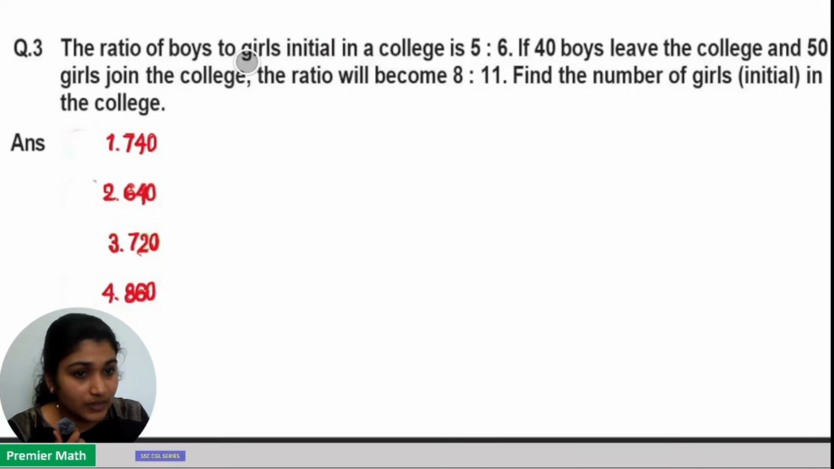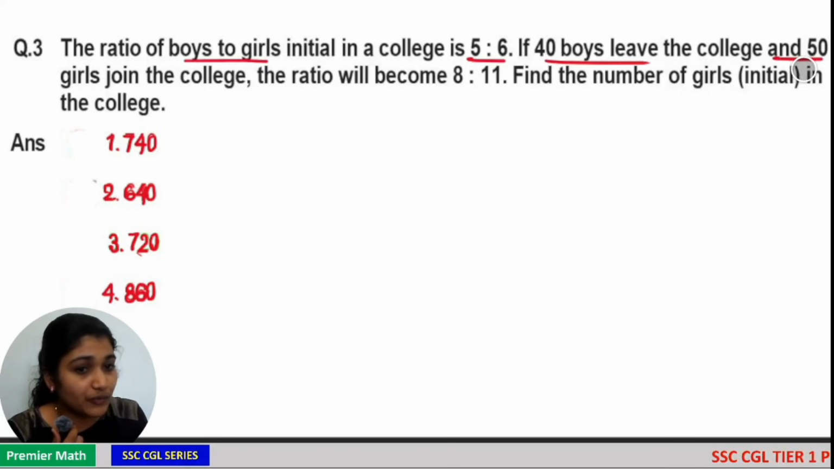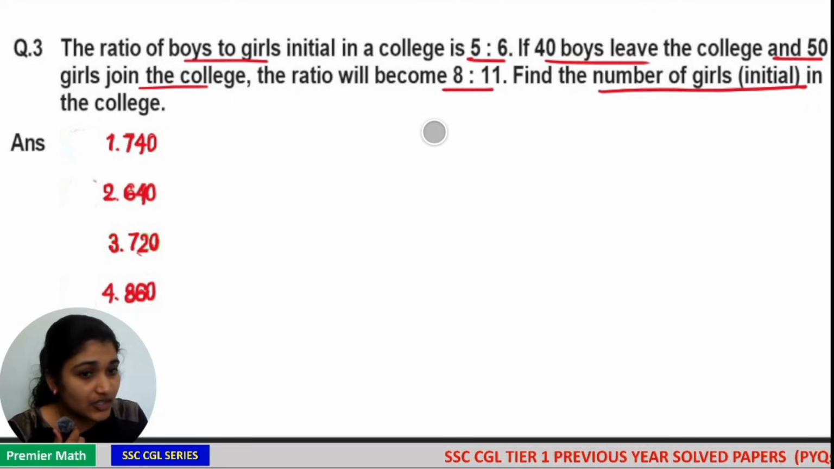The ratio of boys to girls initially in a college is 5:6. If 40 boys leave the college and 50 girls join the college, the ratio will become 8:11. Find the number of girls initially in the college.